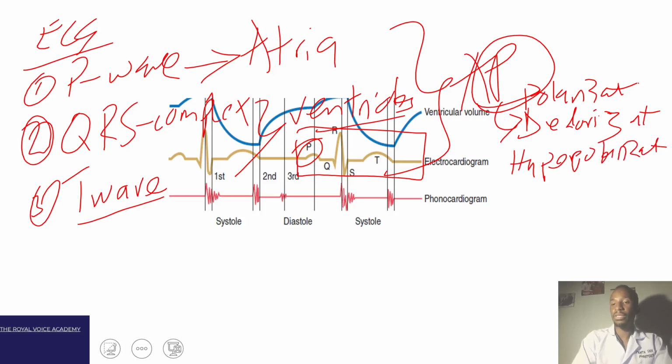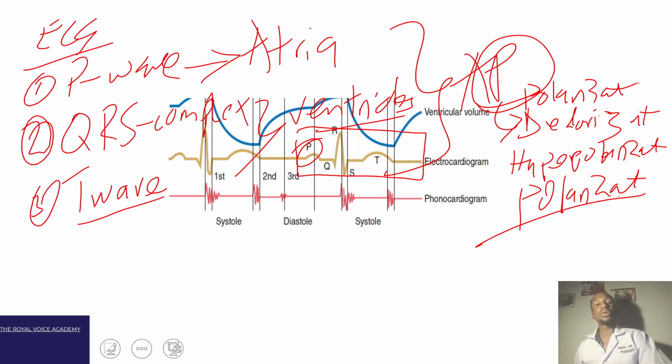Hyperpolarization phase, and then you go back to your polarization. So these are the four phases of polarization. So when you will be looking at the P wave, the QRS complex, and the T wave, we'll be looking at them from the aspect of polarization, depolarization, hyperpolarization, and polarization. And most of these things, we've discussed them in the cardiac muscle in our previous lecture. So also don't forget to go and check that video out.